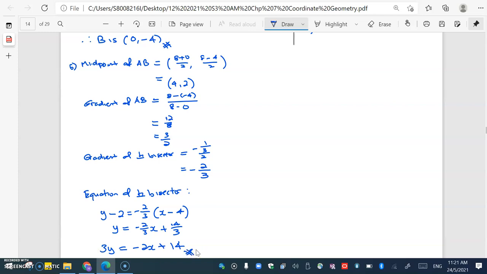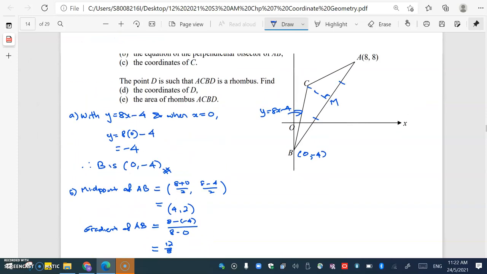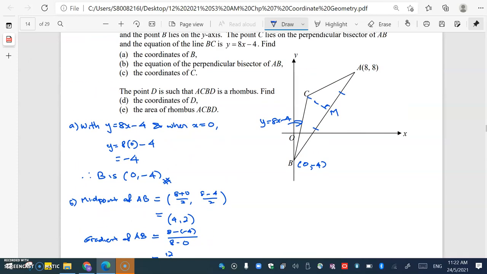There you go, equation of perpendicular bisector. Part C wants me to find the coordinates of C. I have now found the equation of CM in this diagram. I have also got the equation of BC. We note that the point C actually sits on both the equation of perpendicular bisector as well as the equation of BC. Therefore, I can actually solve them simultaneously.